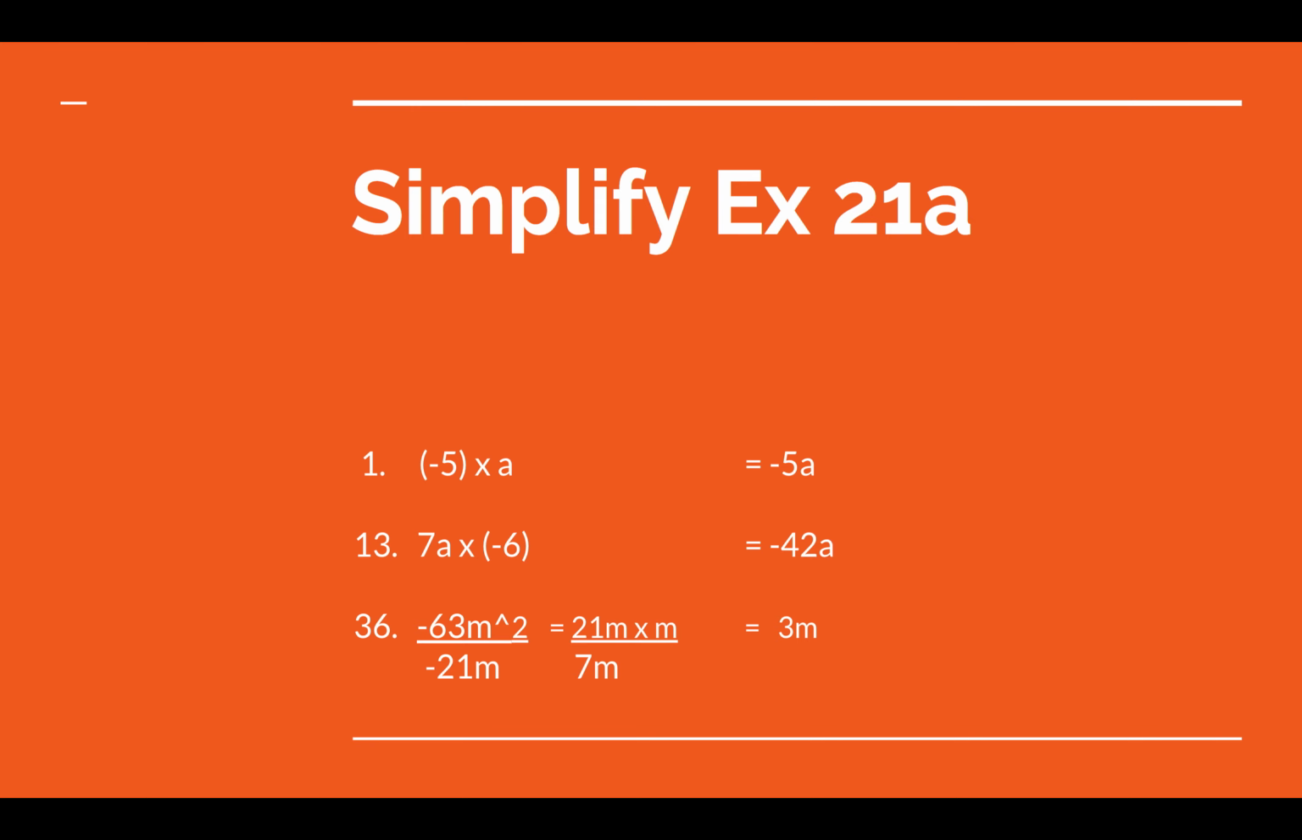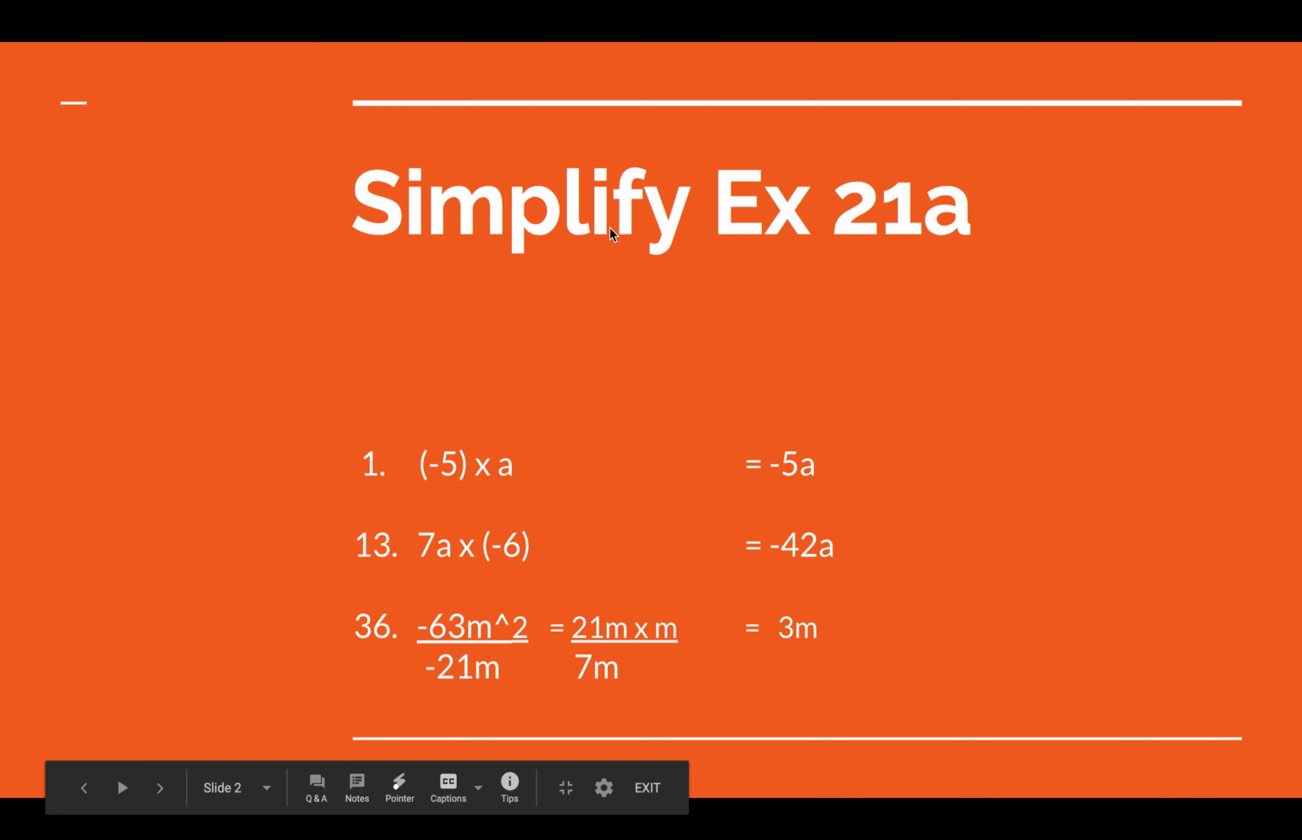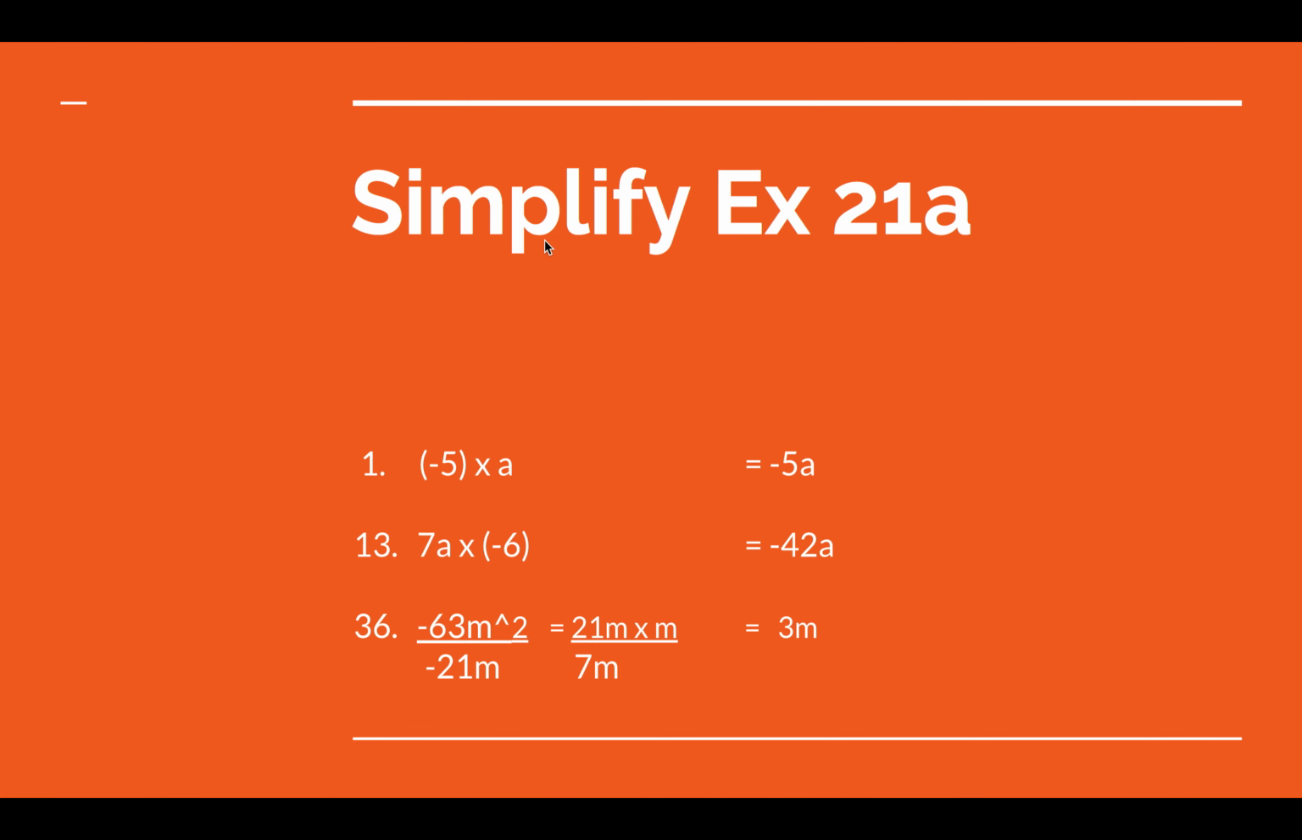To simplify, we are simply going to do exactly what the word simplify means. That is to remove all the unnecessary bits of something and then just put a simple answer. Like in this example, in example 1, you see we have minus 5 in brackets times a. We do not need these brackets. We do not need that times, because when you see minus 5a, you know that this is minus 5 times a.